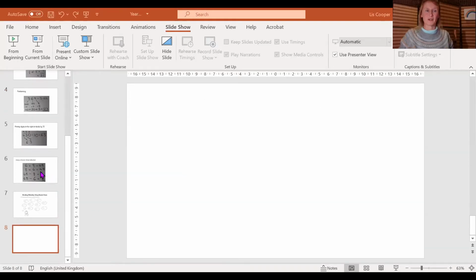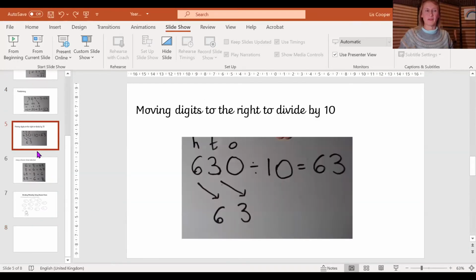But what you might not know, so this might be new learning for you. Let's go on to our screen share, sorry. Okay, so we are up to there.